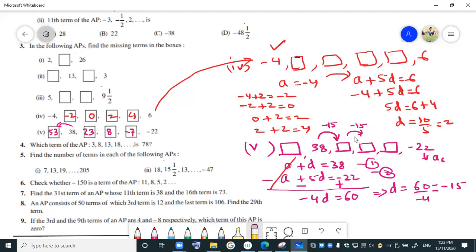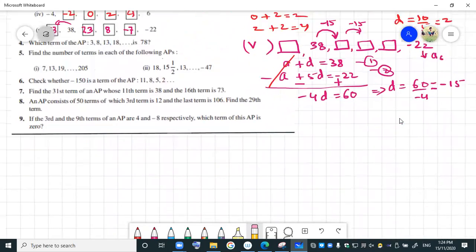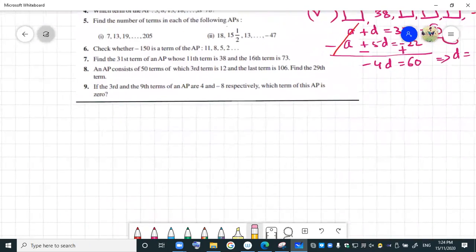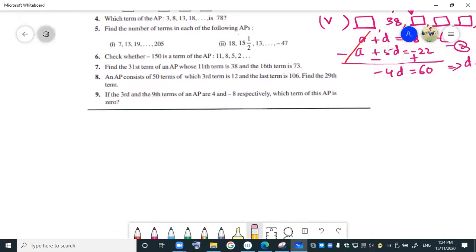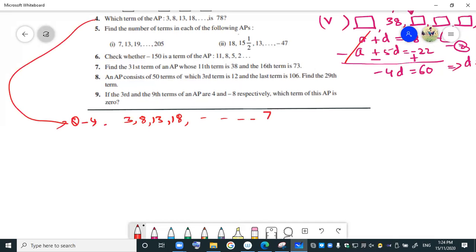So in this way, we can find any missing term. Hope you understood. Now, with this formula, you can find any other missing term in question number 3. Now you'll do question number 4. Which term of the AP? Just see this question number 4. Which term of the AP is this one? This is an AP 3, 8, 13, 18, and so on, up to 78.